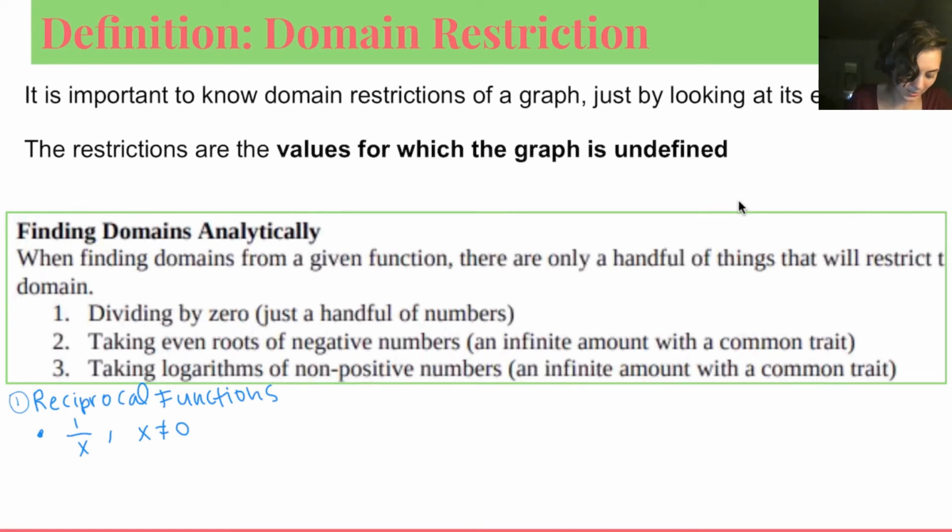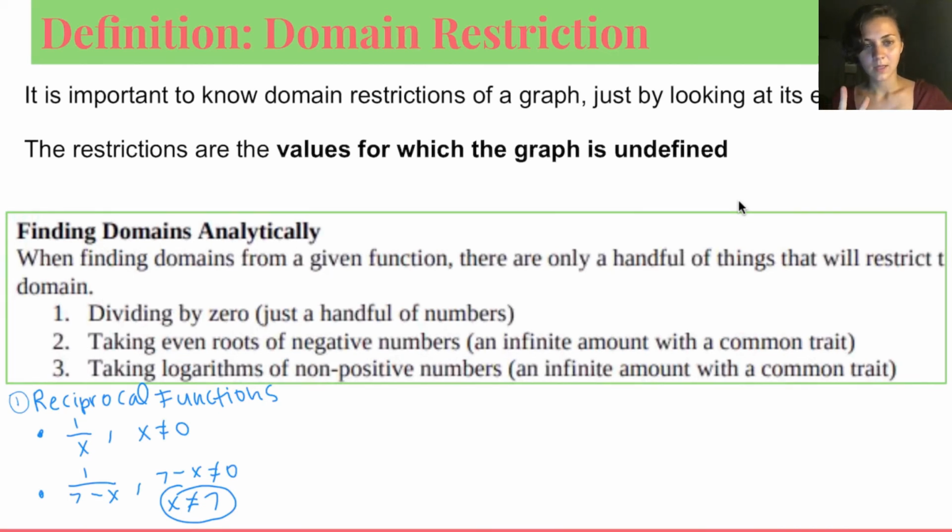And it's really similar if I were to make this slightly more complicated, like 1 over 7 minus x. Then I know that 7 minus x cannot equal 0, so x cannot equal 7. So x does not equal 7 would be the domain restriction there. All right.